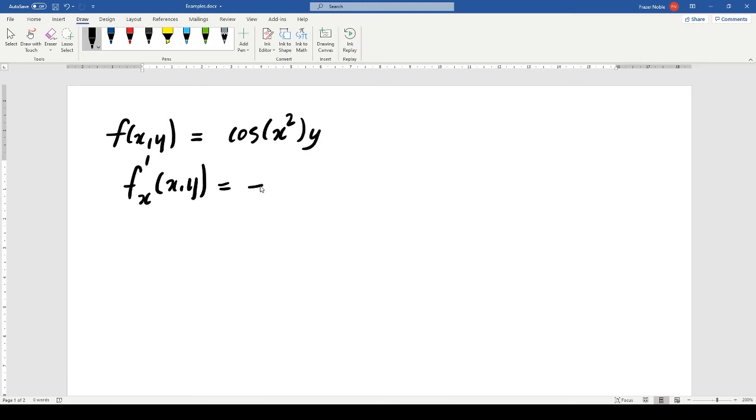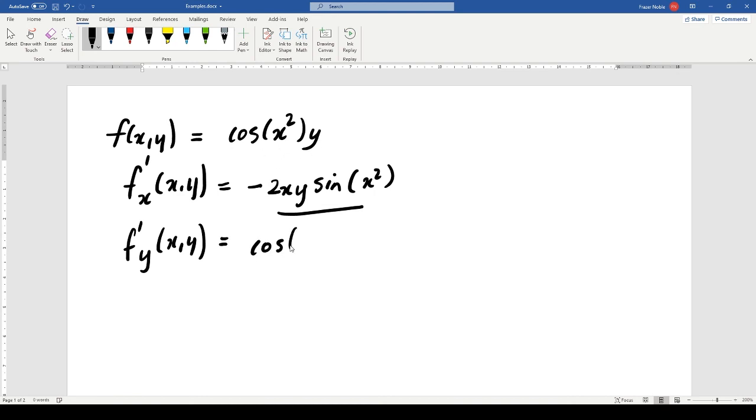So we can end up with minus 2x sine of x squared times y. So we get minus 2xy sine x squared. So this is the partial derivative with respect to x. And we can compute the partial derivative with respect to y. So this term here is essentially a constant. So the derivative of a constant times y is just going to leave us with that constant. So it's just going to be equal to cosine x squared. So there's the partial derivative of this function with respect to y.